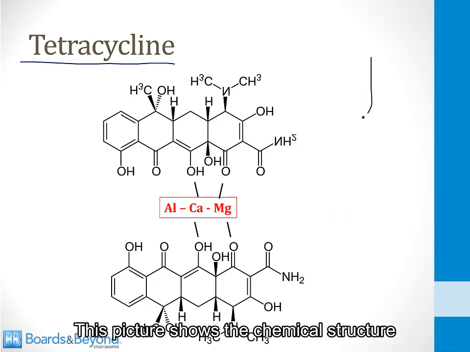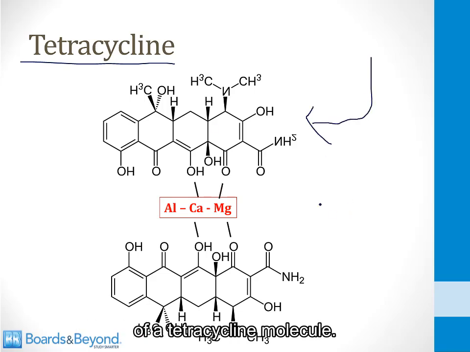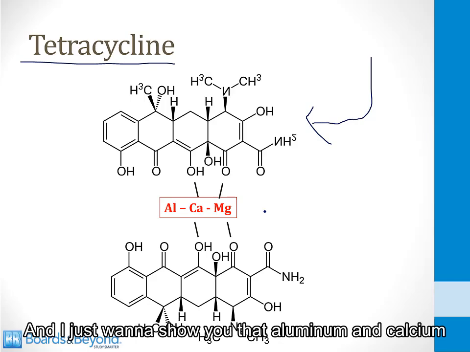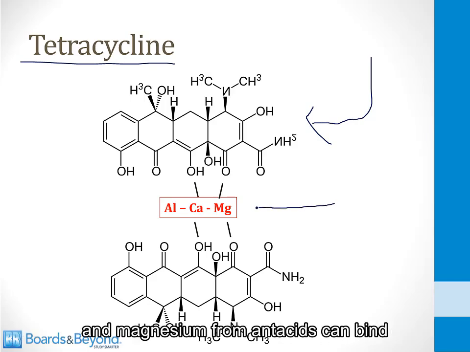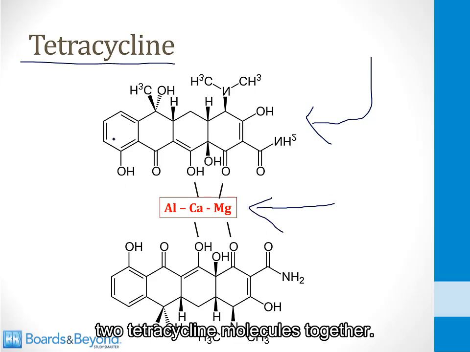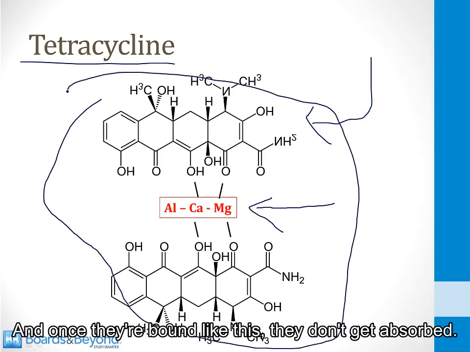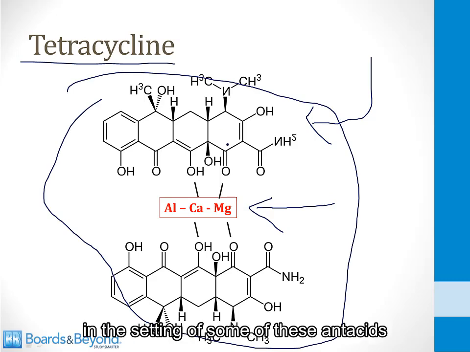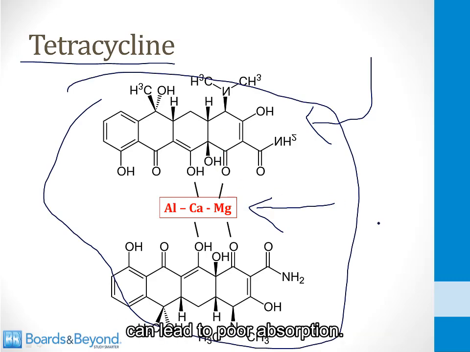This picture shows the chemical structure of a tetracycline molecule, and I just want to show you that aluminum and calcium and magnesium from antacids can bind two tetracycline molecules together, and once they're bound like this, they don't get absorbed. So this is why taking tetracycline in the setting of some of these antacids can lead to poor absorption.